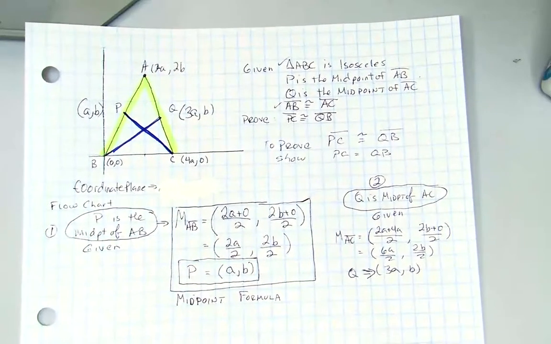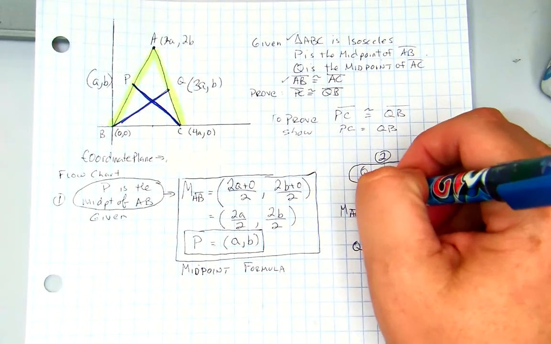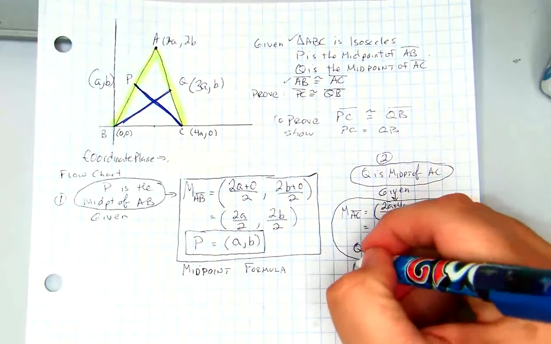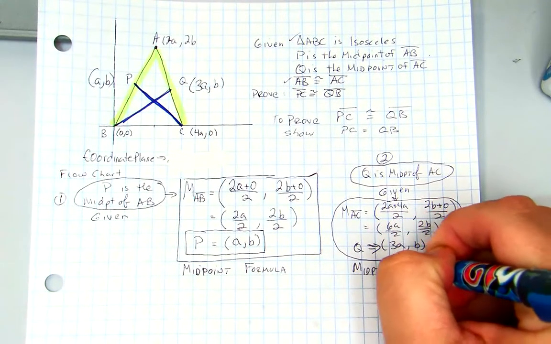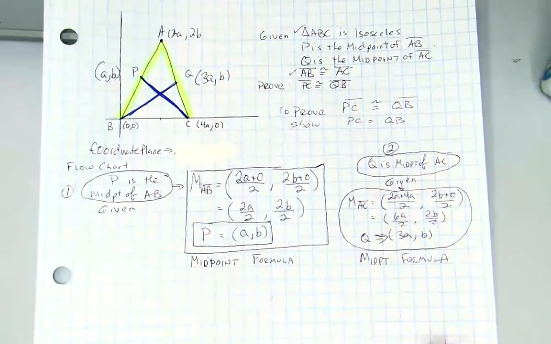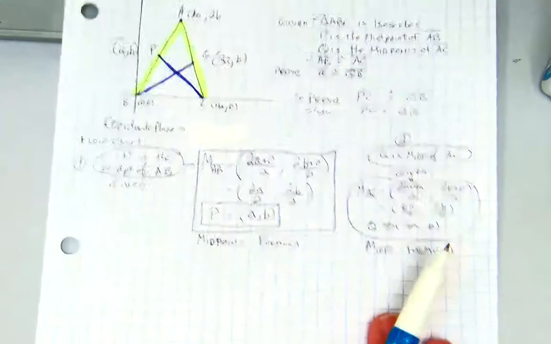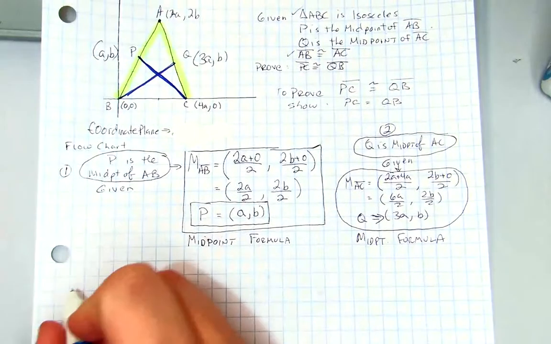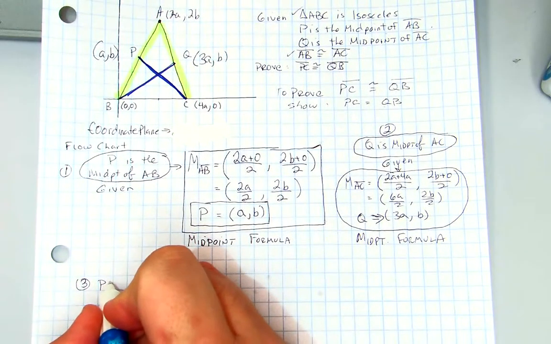So now I'll go ahead and circle this and say it's the midpoint formula, because now I have coordinates for all my points. And since I need to show that the two distances are equal, I need to use a distance formula. So let's use a distance formula. And so step 3 would be PC.